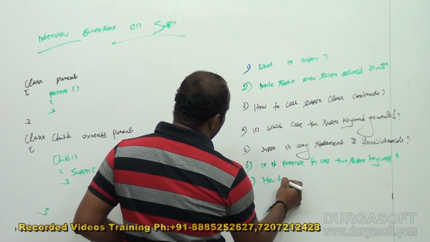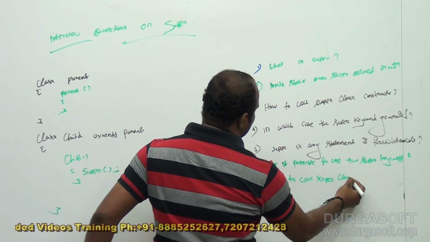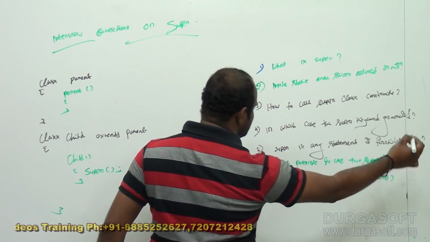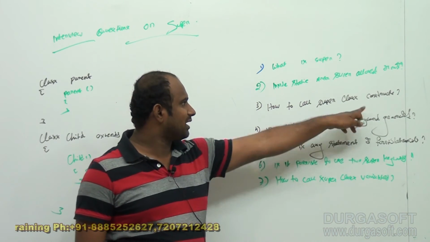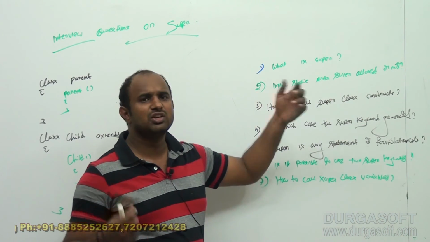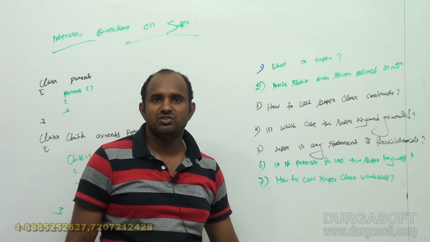How to call super class variables? How to call the superclass variables? We represent the superclass variables by using which keyword? Simply the super keyword. And how to call the superclass constructors? Call the superclass constructors by using which keyword? The super keyword, right? In which case is the super keyword generated?